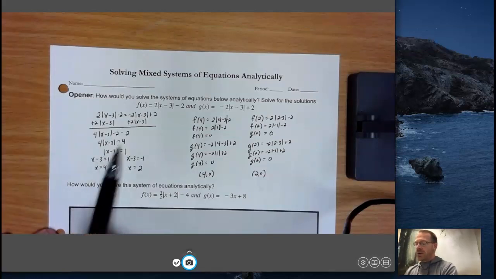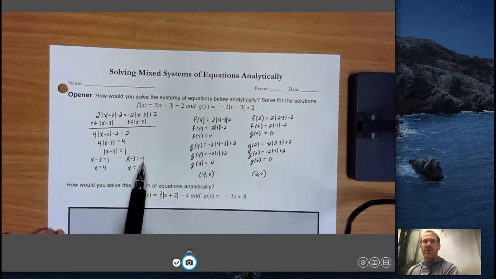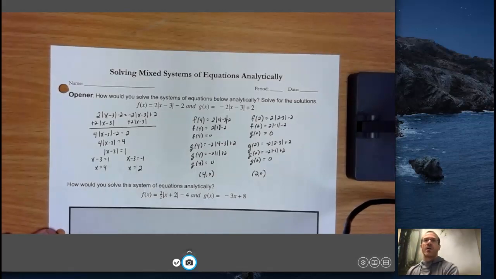We can add 2 to both sides. We can divide by 4. And then what we know is we have two possible numbers that have an absolute value of 1, positive 1 and negative 1. And then that allows us to solve for our two solutions there, which is 4 and 2.